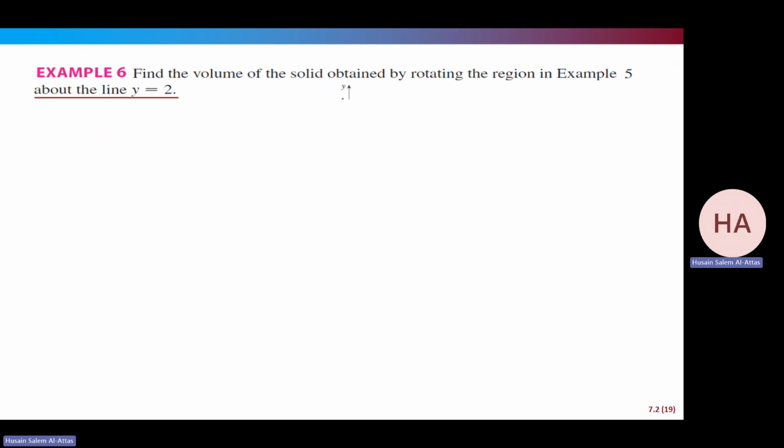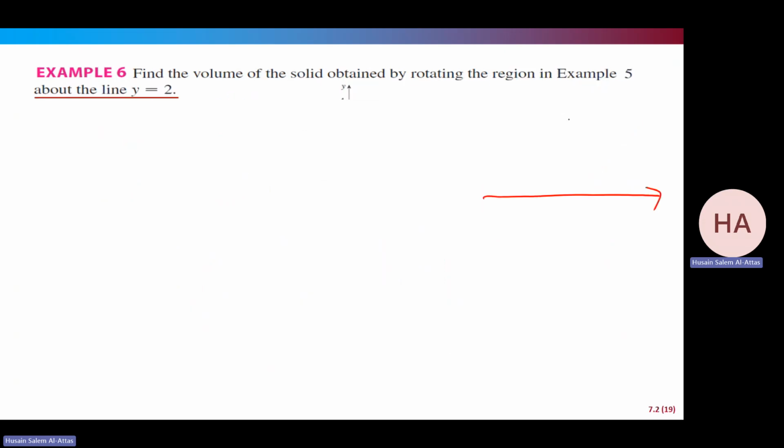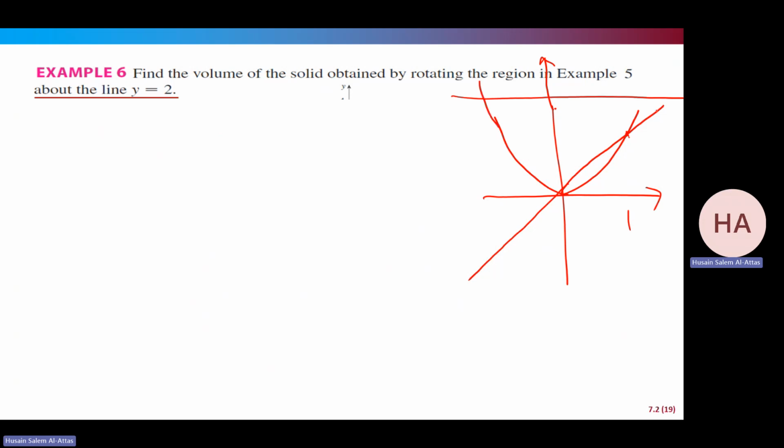Find the volume of the solid obtained by rotating the region in example 5. This region, the same region, y equal x squared, and I have y equal x. Okay, but I want the rotation about the line y equal 2. You know, this is 1. So the rotation is about the line y equal 2, this is my rotation line. This is my axis of revolution.